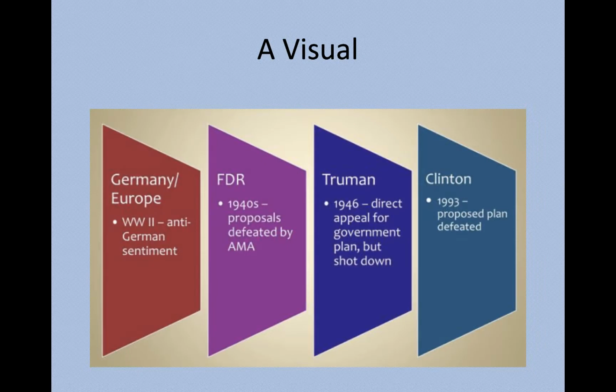So when you look at this, here's a visual for those visual people out there. You'll see that we had this World War II anti-German sentiment, which really was towards the Germans having socialized medicine, and we associated that with national health insurance. FDR put some proposals out that were successful, some of them, but some of them were defeated by the AMA. Truman did this also, but it was shot down. And then the Clinton administration started to put out some healthcare reform items, and this was also shut down.